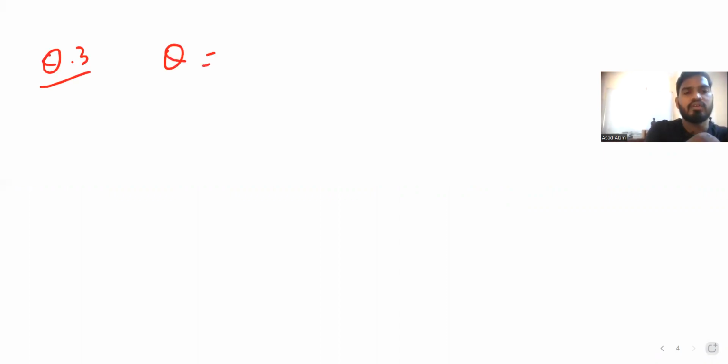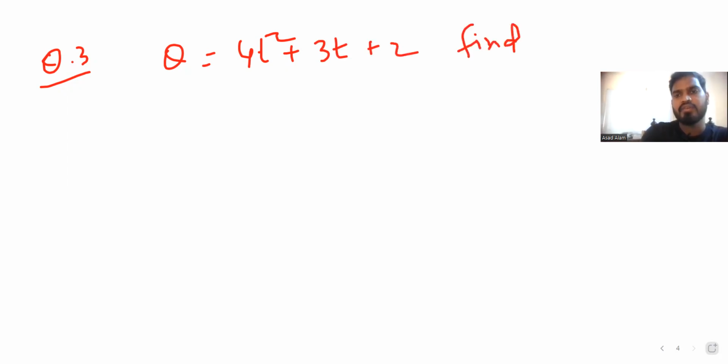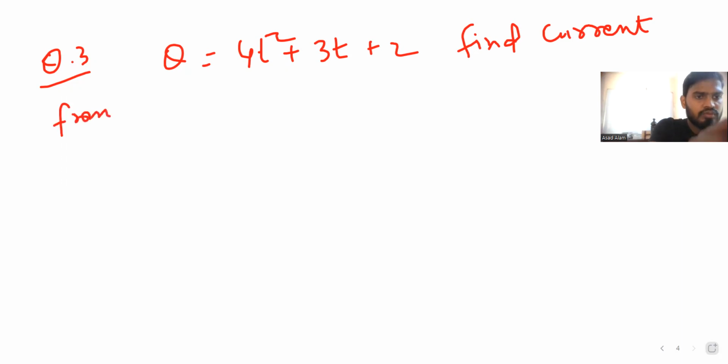Let's see now. We learned average current and then instantaneous current. So let's try a question. Third question: let's consider charge is given as 4t square plus 3t plus 2. Find current from 0 to 2 seconds.